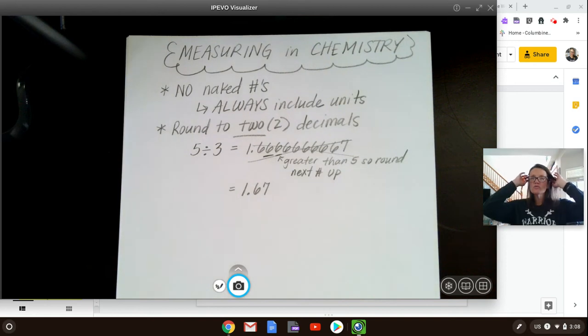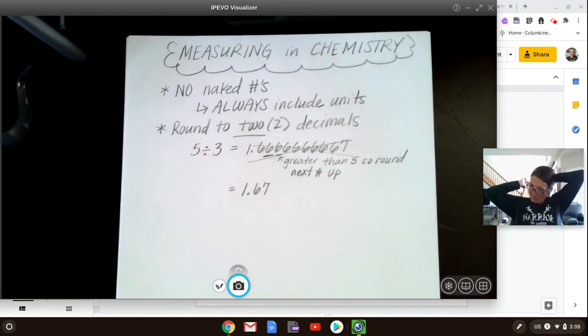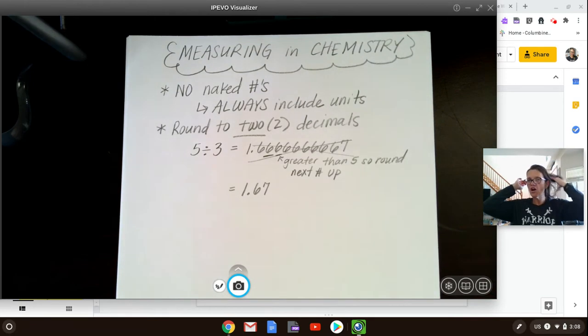Okay, so those are the 2 rules that I want you to keep track of when you are measuring and doing calculations in chemistry. Also, when we get to the mole, there are going to be some specific requirements for how you show your work. I'm not going to worry about that with the metric system conversions, but just have that in the back of your mind that you are going to need to be keeping track of work and showing exactly how you came up with an answer. Okay?